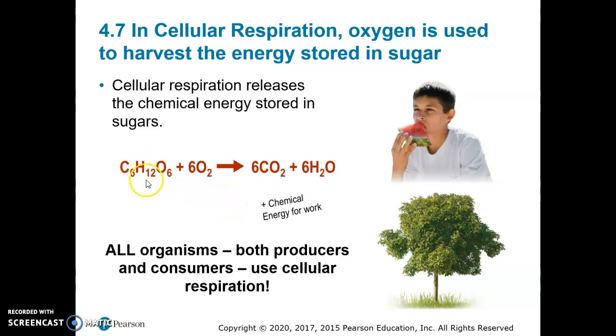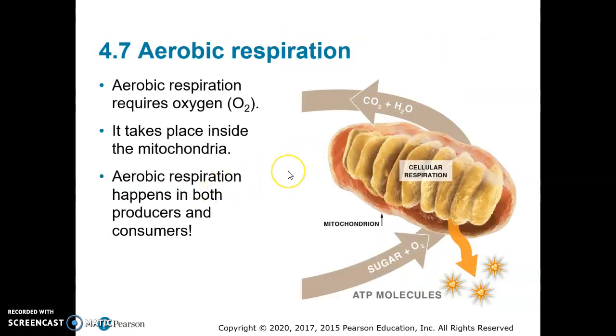So you and I strip those hydrogens off and put them back onto the oxygen. Those 12 hydrogens are those 12 hydrogens on this side of the equation. We strip off the hydrogens, place them onto the oxygen we breathe, and in doing so, we make ATP. That ATP will now be used by you and I to carry out all kinds of work. That takes place inside the mitochondria, the powerhouse of the cell. It happens in both producers and consumers.